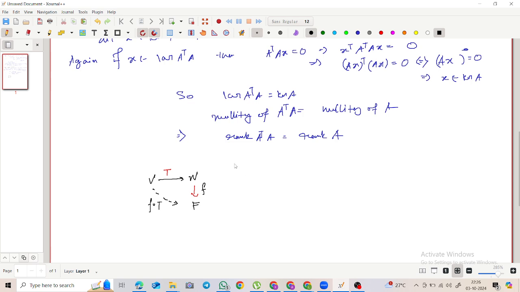Okay. So T induces T star from W star to V star such that f, a linear functional over W, goes to f composed with T. Okay.